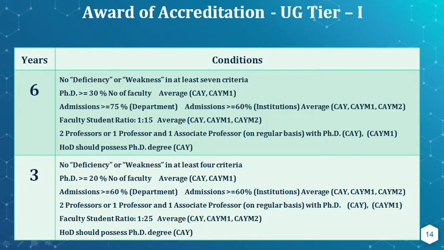Another thing is that 2 professors should be required, or there is the option of 1 professor or 1 associate professor on a regular basis with PhD, and they should be there for the current academic year and current academic year minus 1. The head of the department should possess a PhD degree in the current academic year.